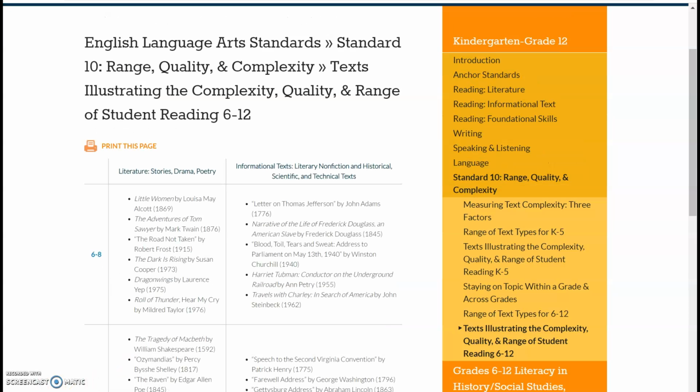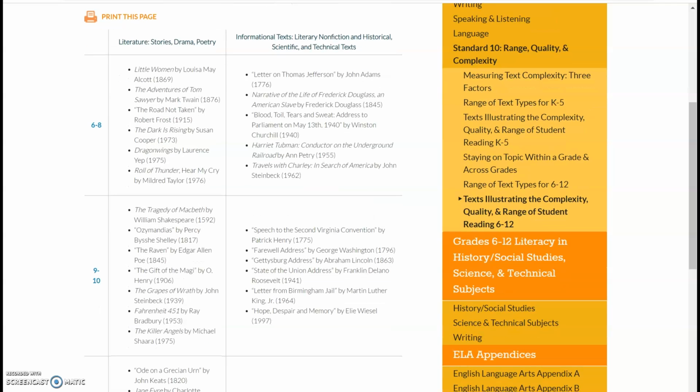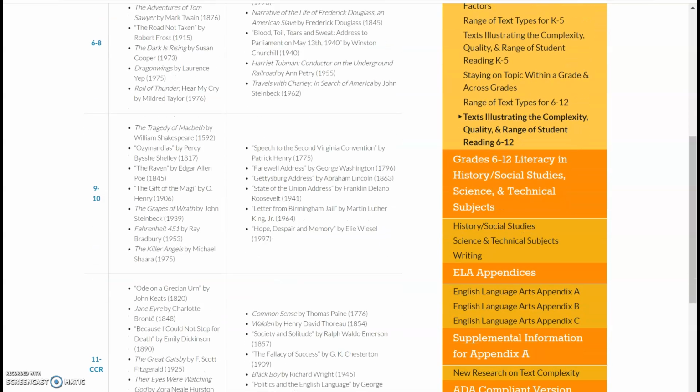So as I was looking through the standard 10 range, quality, and complexity, the thing that stood out to me the most was the text illustrating the complexity, quality, and range of student readings. I really like all of these texts, but I was not expecting such advanced text for this grade level, which I'm happy about, but also kind of worried about as a teacher.